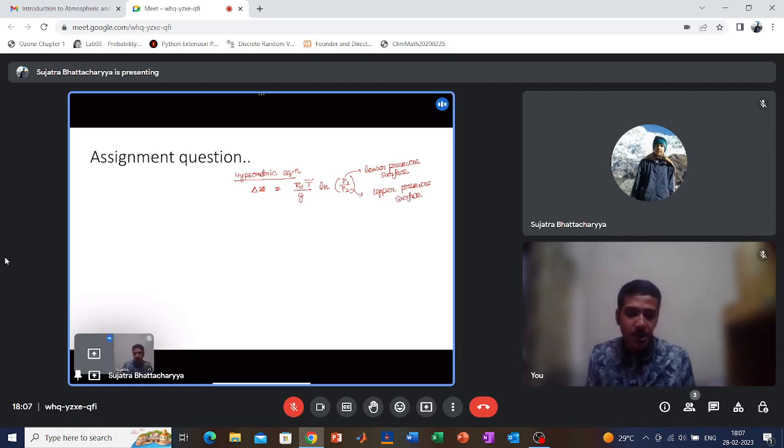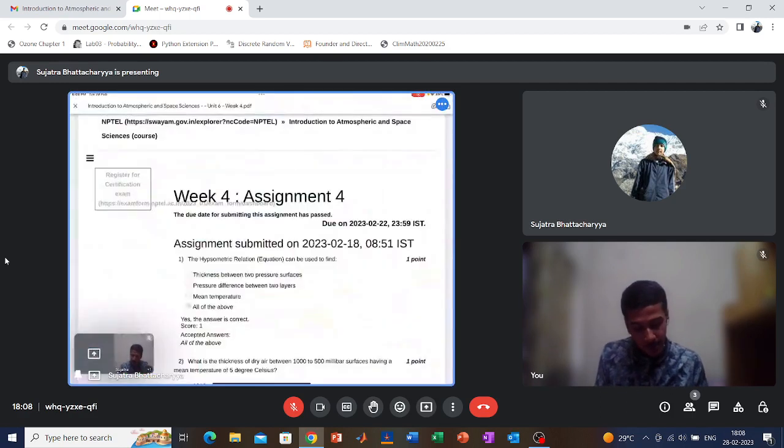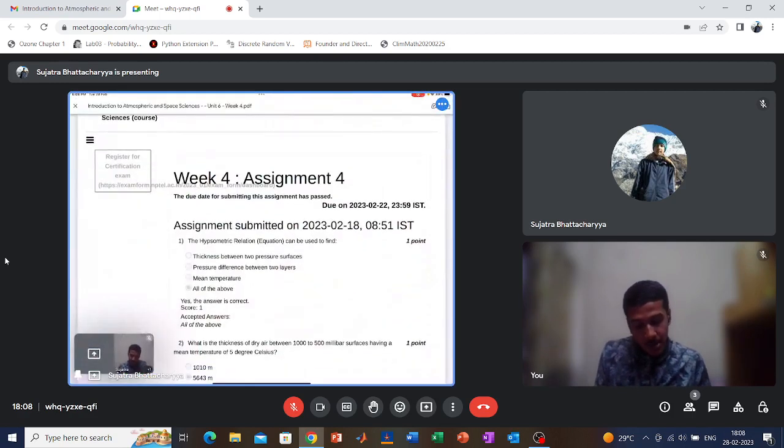So as per the question, you can see that the height between two pressure levels can be found. T bar, that is the mean temperature of the column, can also be found. And the third thing is the thickness between two pressure surfaces and the pressure differences. So P0 and P1, if one pressure layer is known, then we can easily find out the other. So all of the above should be the correct answer.